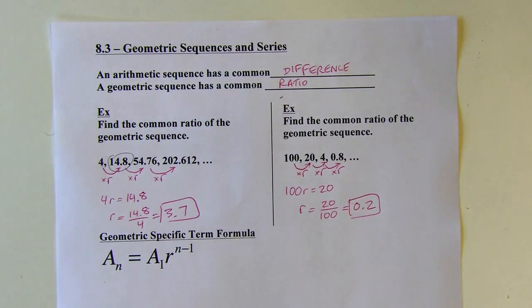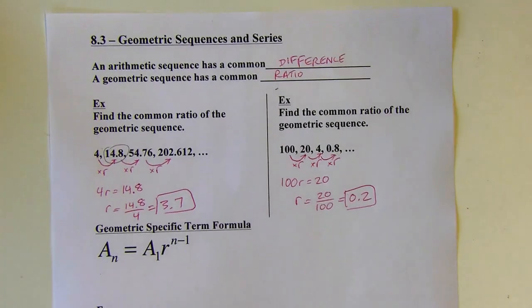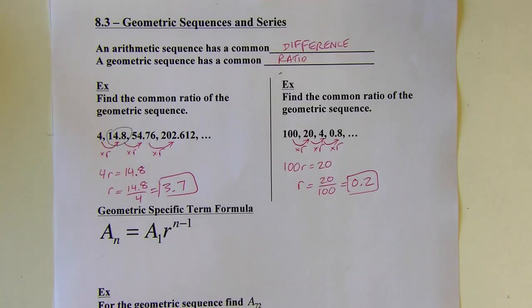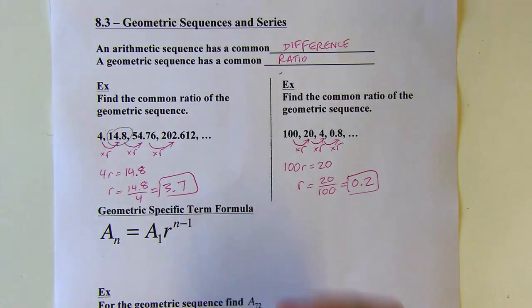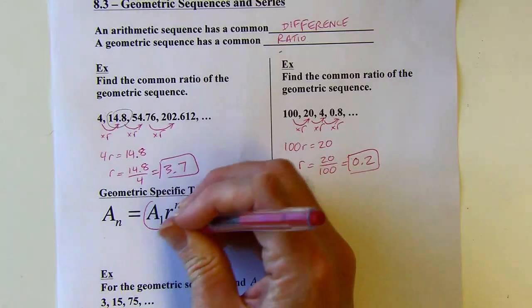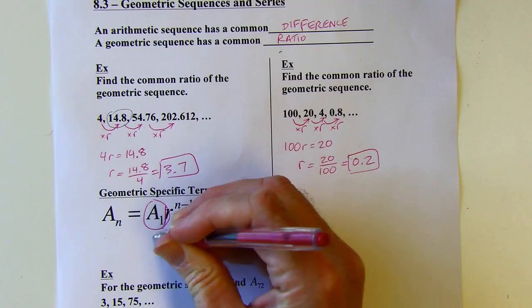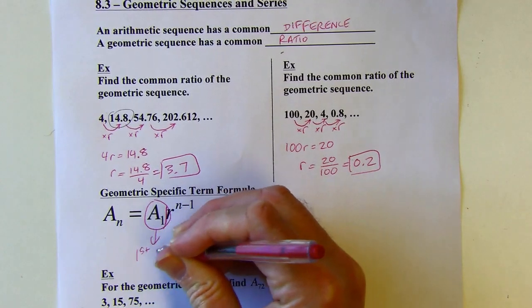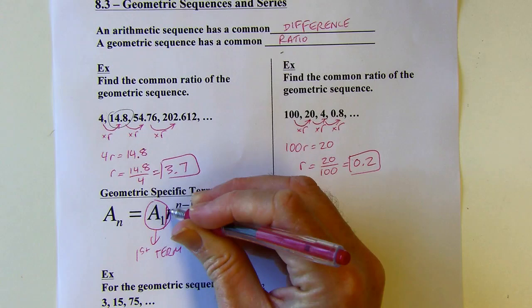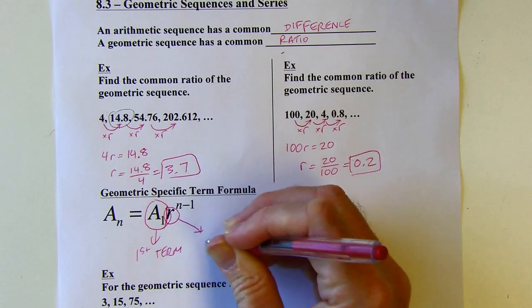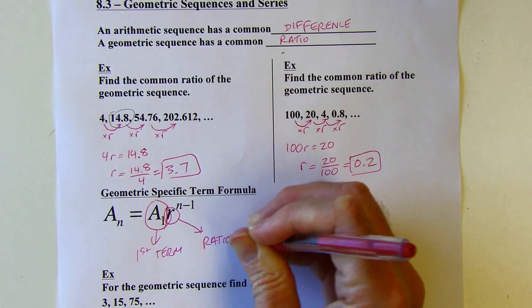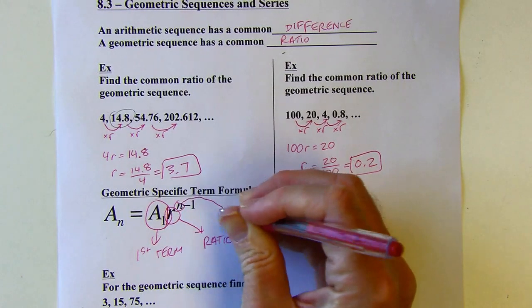All right, so here is the geometric specific term formula. I use this to find specific terms in a geometric sequence. So I've got some familiar components here, hopefully. This is the first term, and the new piece is the r. Well, that's just the ratio, right? And then the n is the term number.